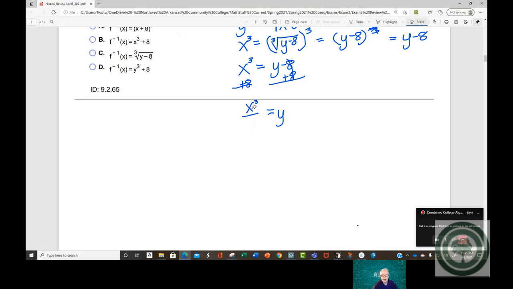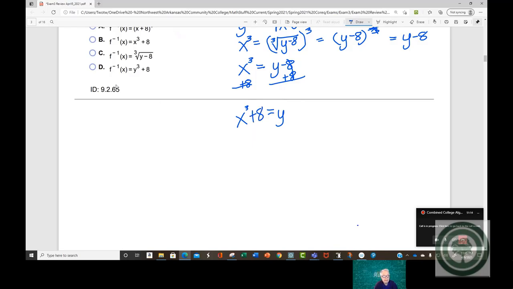x to the third, x cubed, over, no! Somebody stop me before I kill again. That's a famous line in an old movie. Stop me before I kill again. I forget what the movie is. Maybe The Boston Strangler or something.